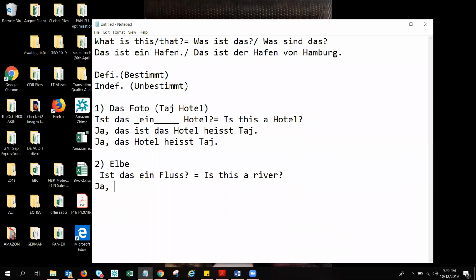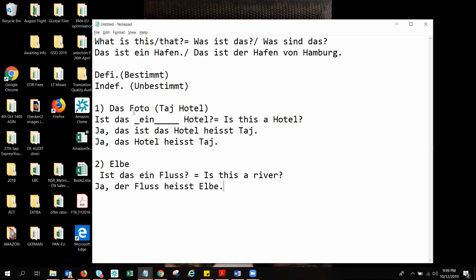Or in the second way, Ja, der Fluss heißt Elbe. We can directly say yeah. So no need to repeat the words, just keep it short. As in English, if I say, is this a hotel? And yes, it is a hotel. It's not necessary to speak every time like, yes, this is the hotel called Taj. Simply we can say, yes, the hotel called Taj.